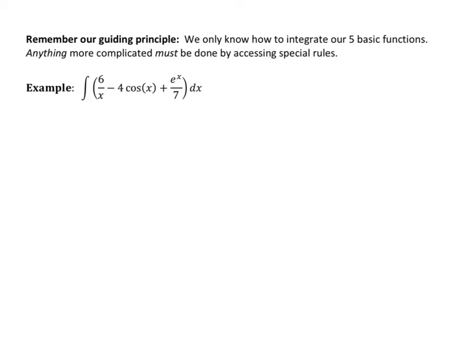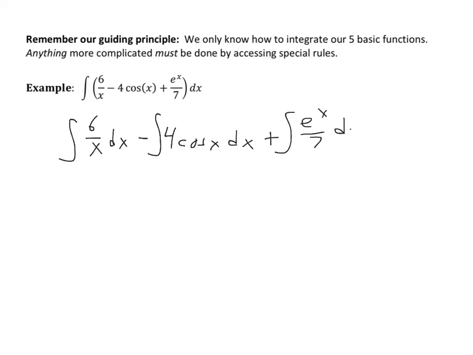I see here that this is separated by subtraction and addition. So my first step here is going to be to separate this into the integral of 6 over x dx minus the integral of 4 cosine x dx plus the integral of e to the x over 7 dx. Okay, so now I split it into 3 smaller integrals, but each of these also has a number in it. And so I need to deal with that part next, right?